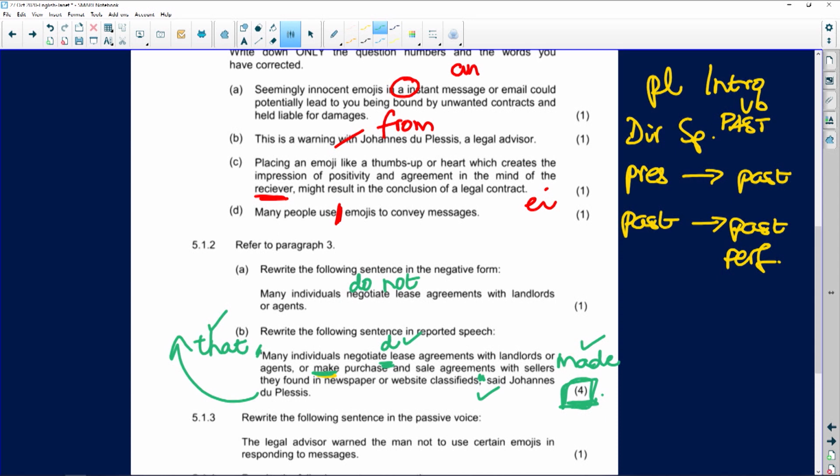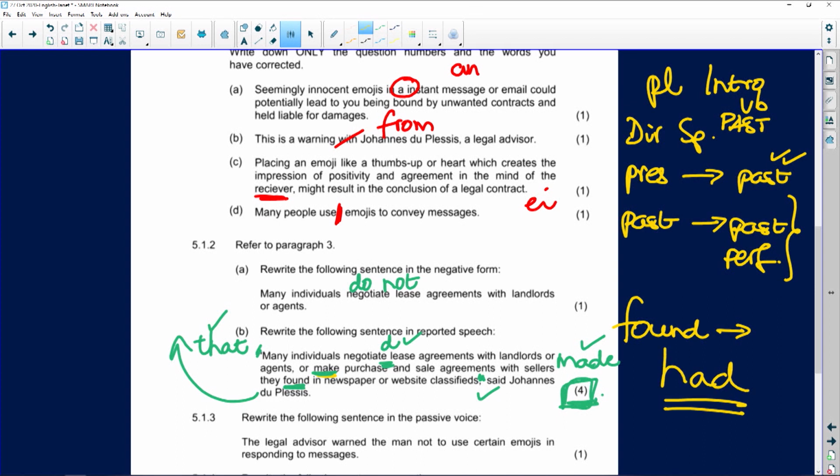There's another verb there. What did I say over here? If it's in the past, it goes to the past perfect. Negotiate and make are in the present. We've made them both past. Found is in the past. What do I have to add to make found past perfect? Had found. Right. So now, looking at that, 4 marks, 1 verb, 2 verbs, 3 verbs, take out the inverted commas. The that is probably optional.